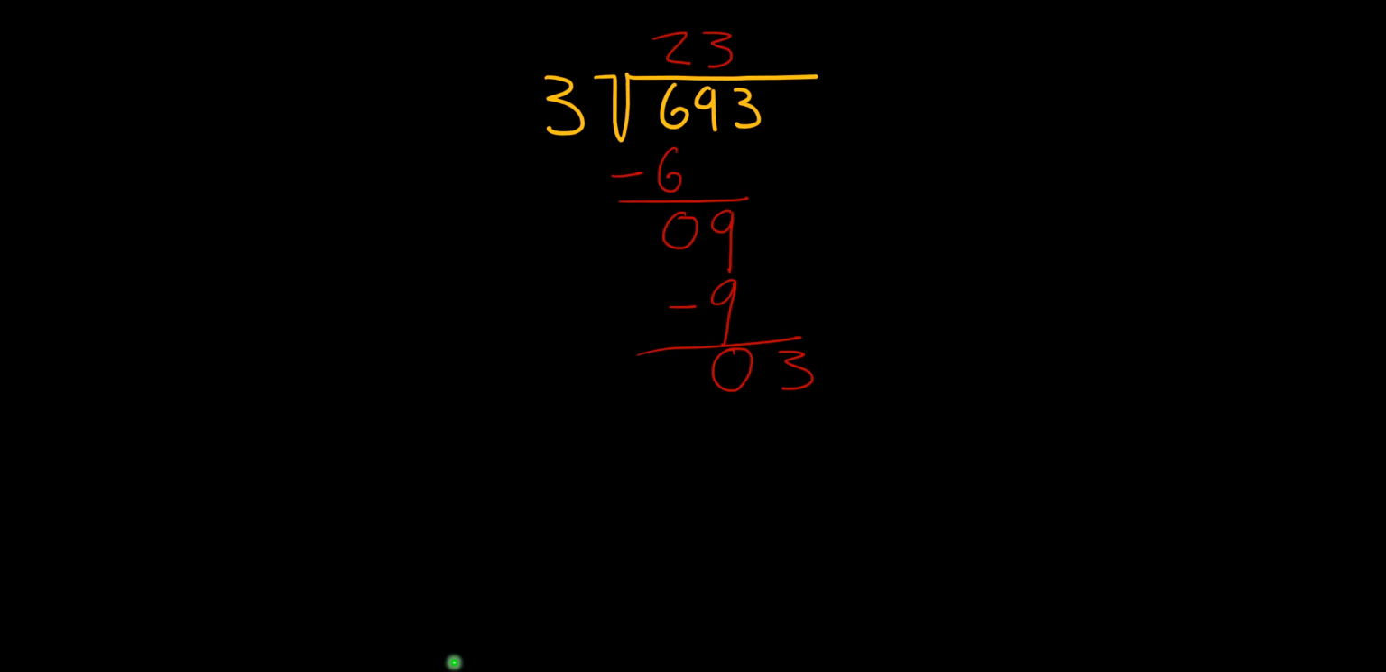So now the question is, 3 divided by 3 is what? In other words, 3 times what number would give you 3? And if you guess 1, you are correct. So now we say 1 times 3 gives us 3. 3 minus 3 is going to be 0. And therefore our answer is going to be 231.